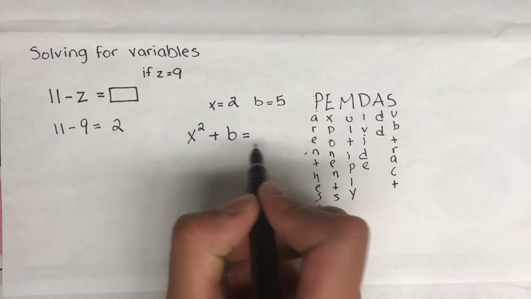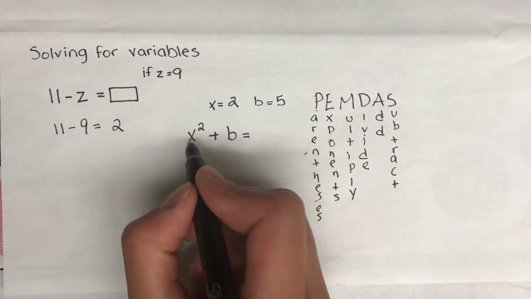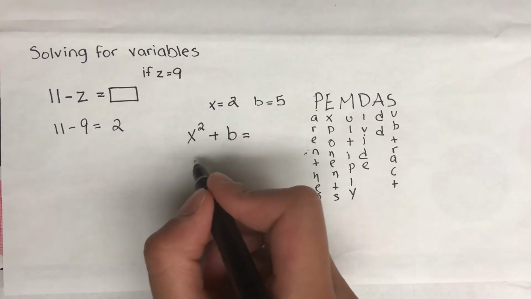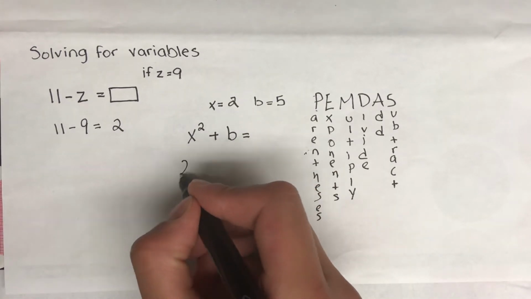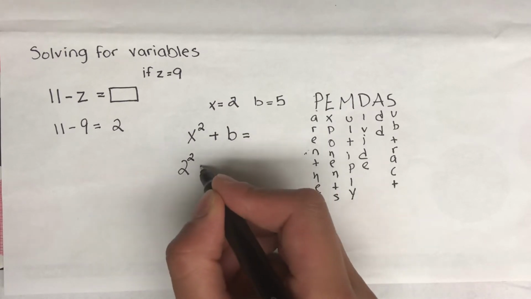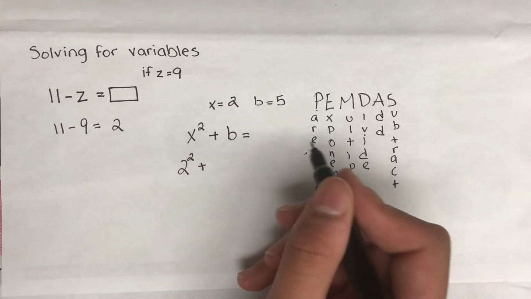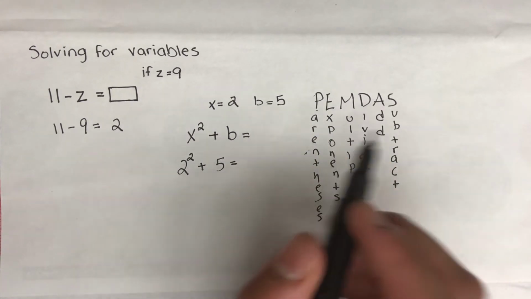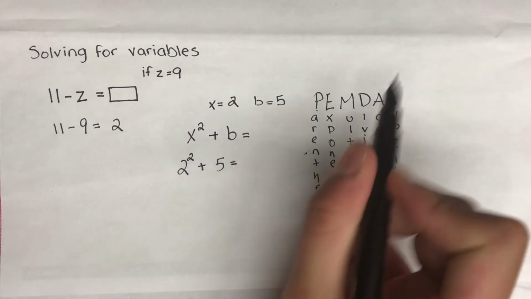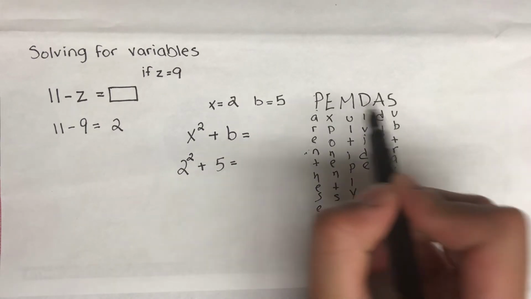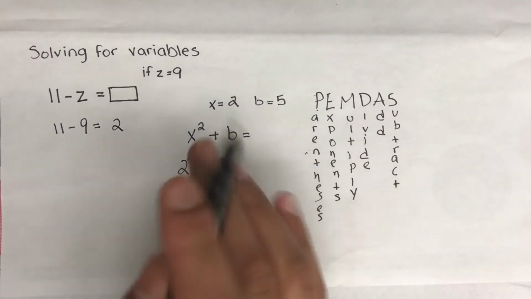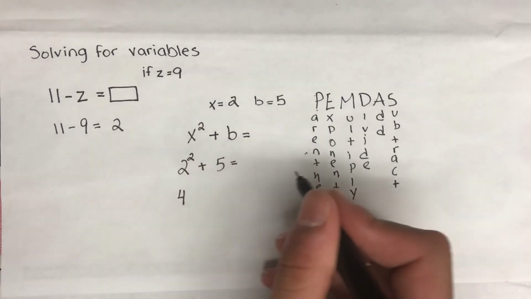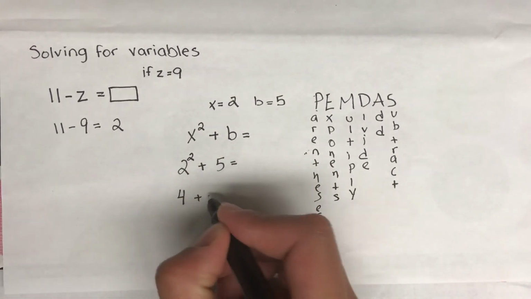So in this expression, we have exponents. First things first, we have to plug in to solve. So x is 2. So 2 with the exponent of 2 plus b. b equals 5. And now we have to do our exponents first, because that's what comes first in the order of operations. So 2 with the exponent of 2 equals 4, because 2 times 2 is 4, plus 5.